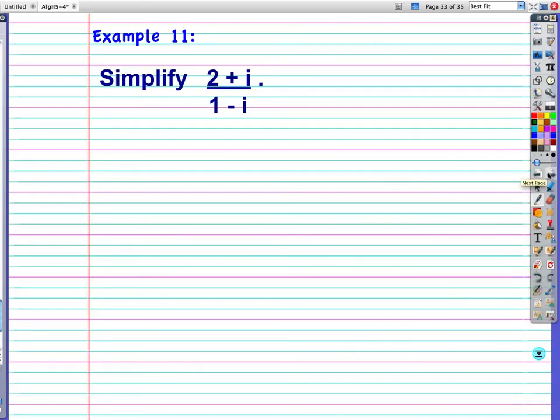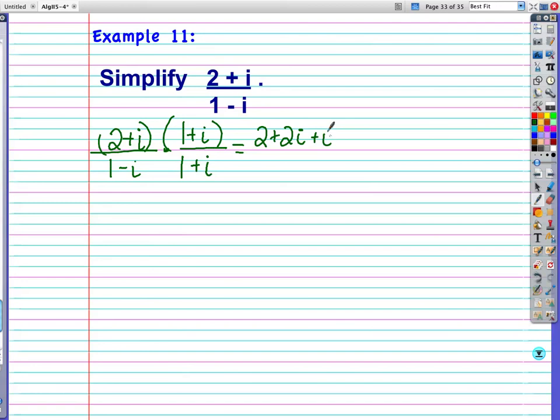Example 11, 2 plus i over 1 minus i. Once again, we're going to work with a complex conjugate. So you're going to take both the top and the bottom times the conjugate, which is 1 plus i. What you do to the denominator, you must also do to the numerator. This has a value of 1, so I'm not changing the value of this, I'm just changing the way it's written. Okay, so I've basically got to FOIL my top, so I have 2 plus 2i plus i plus i squared. FOIL the denominators as well.